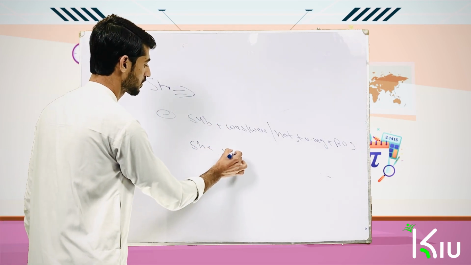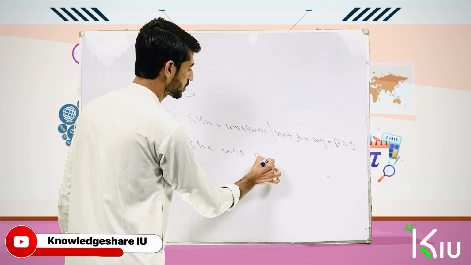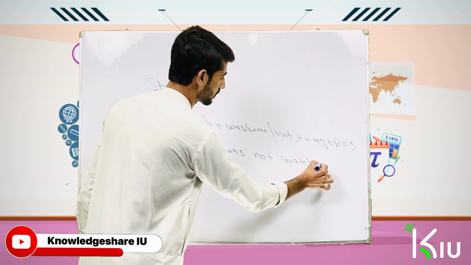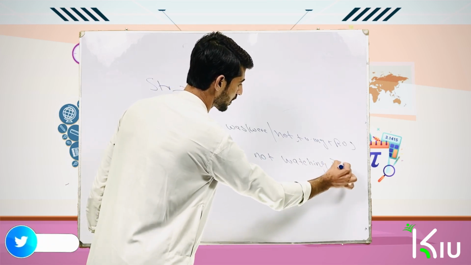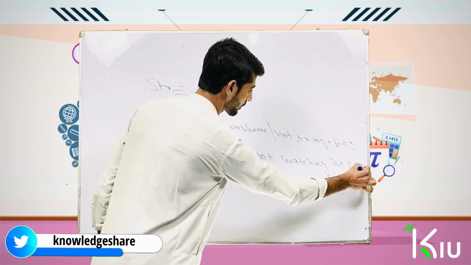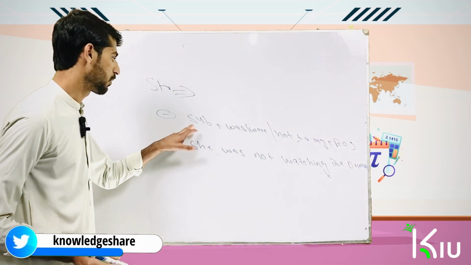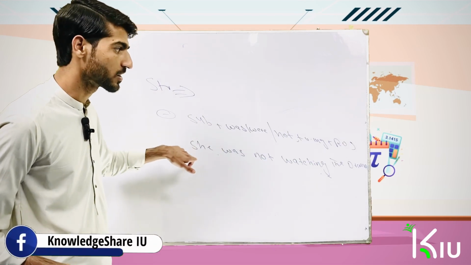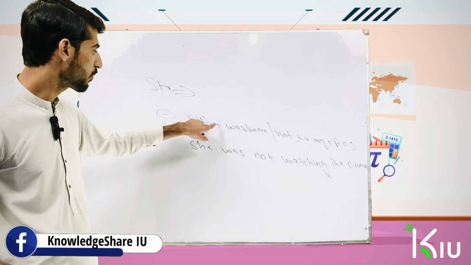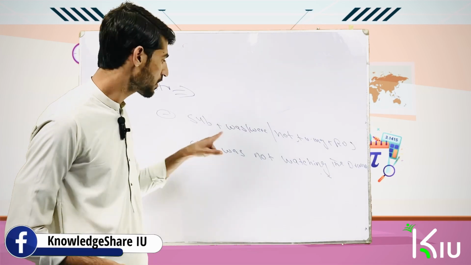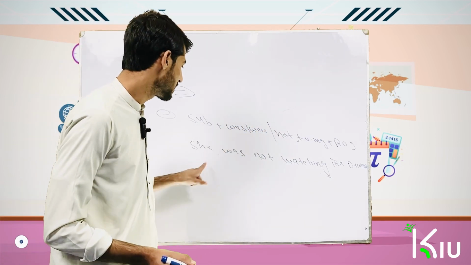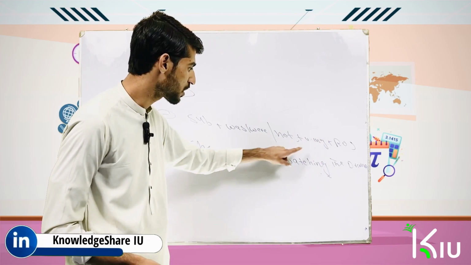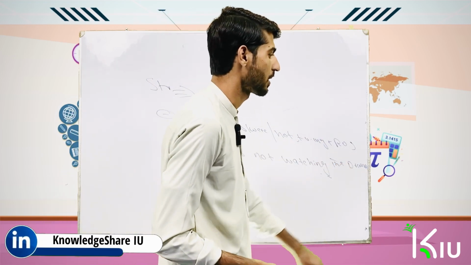If the subject is singular, we will use was. She was not watching the drama. Now she is the subject, the subject is singular, so that's why we use was. She was, and now we are making a negative structure, so with that we will use not. She was not, then verb ing: she was not watching the drama.